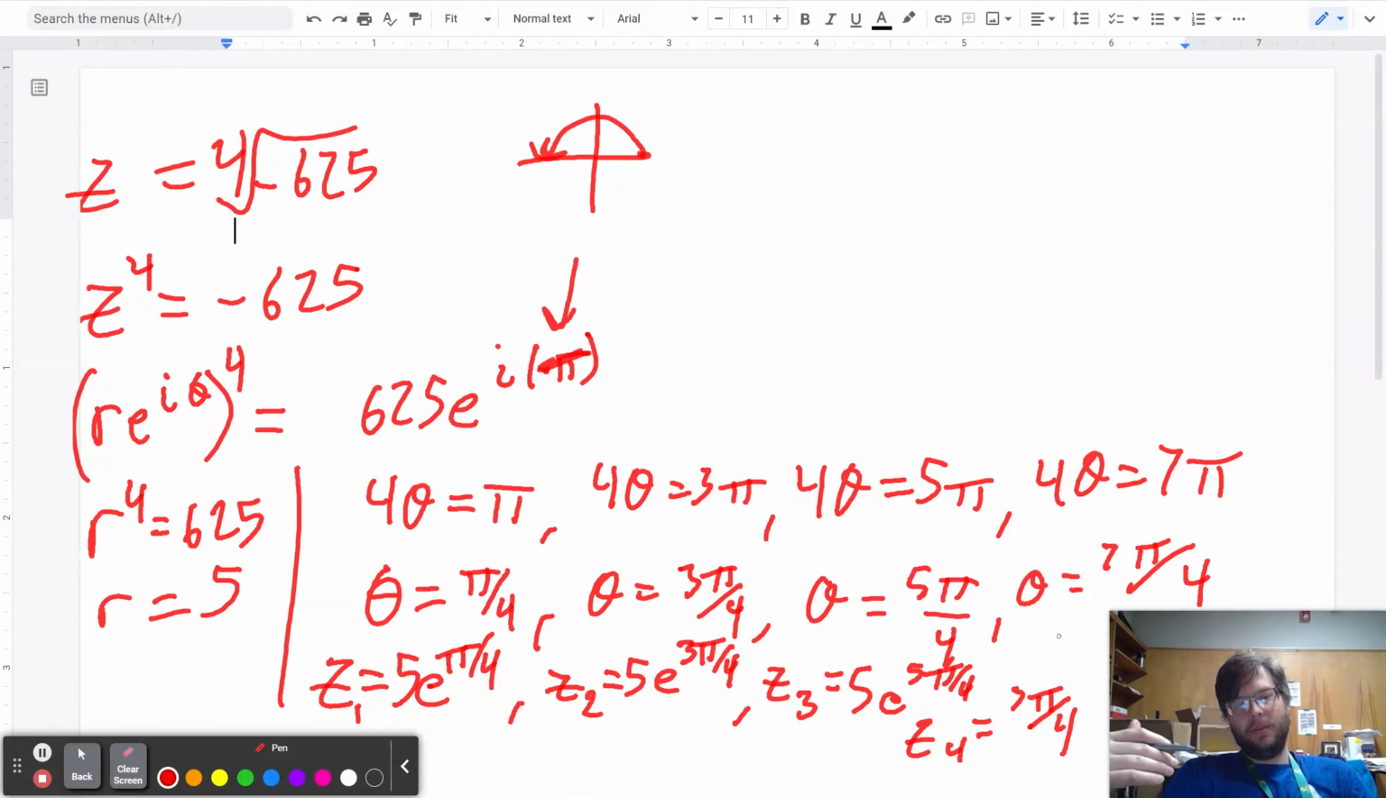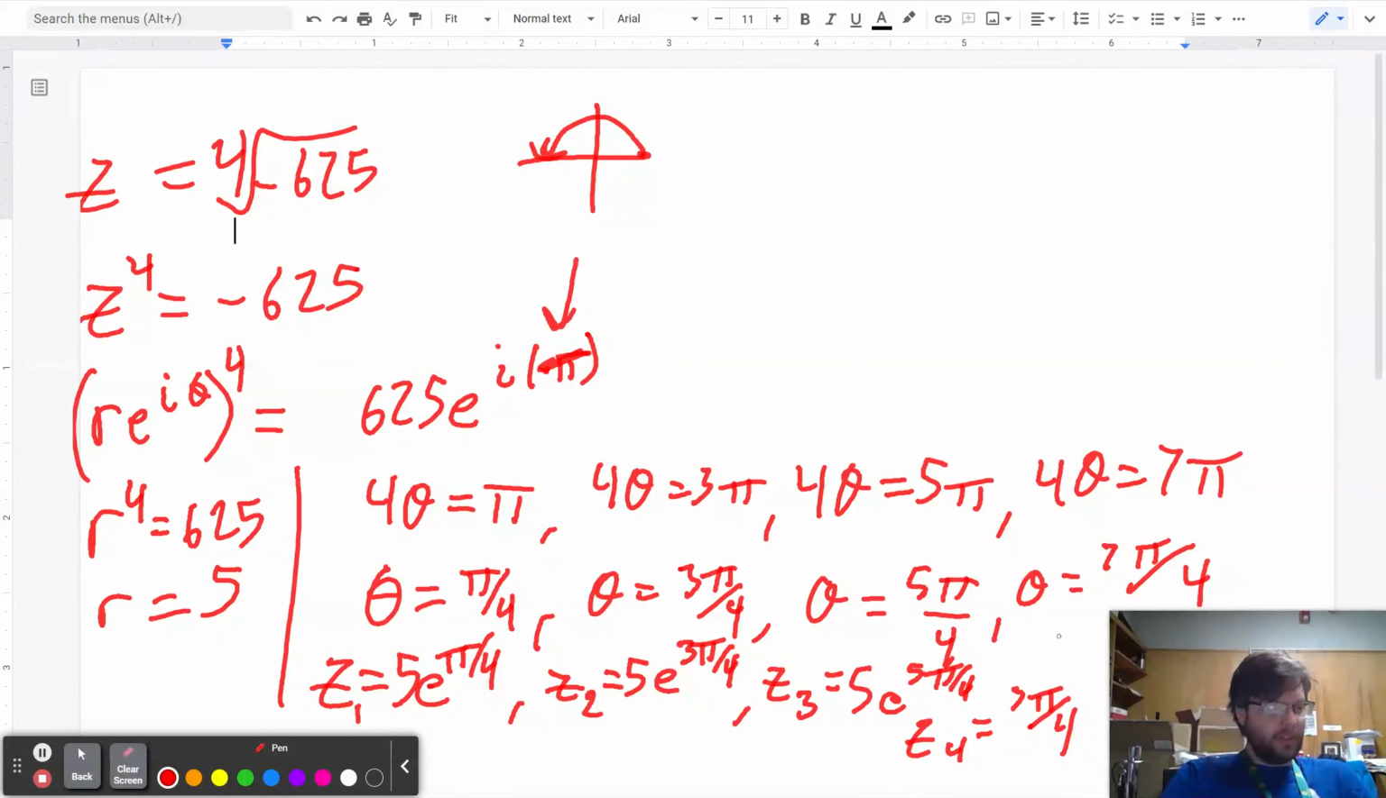Okay, the process is always the same. Sometimes people try to shortcut it and they just say, okay, the r value is the nth root of the number, and the theta values you can get by iterating 2 pi k, where you're just adding integer multiples of 2 pi. If you want to shortcut it, you can. It's not that much longer to just build it up from the beginning every time.